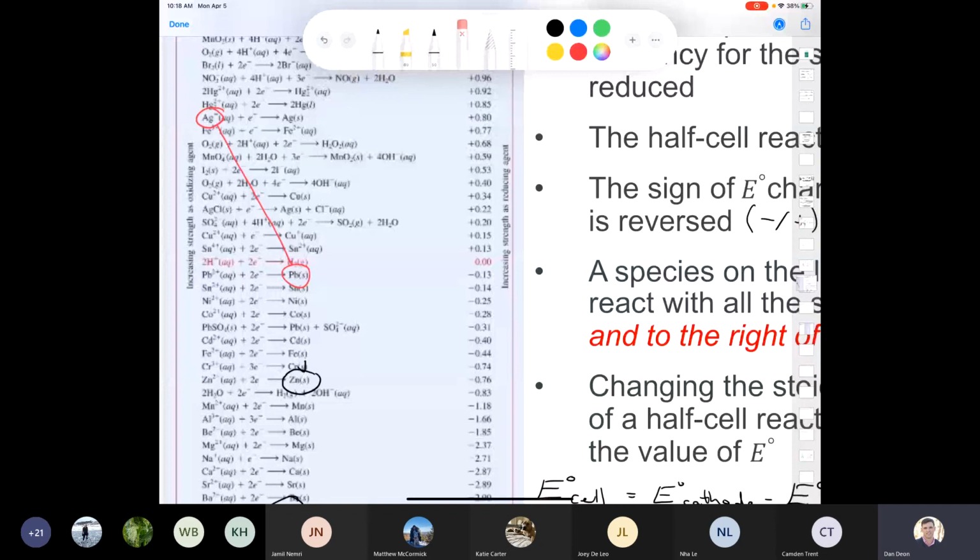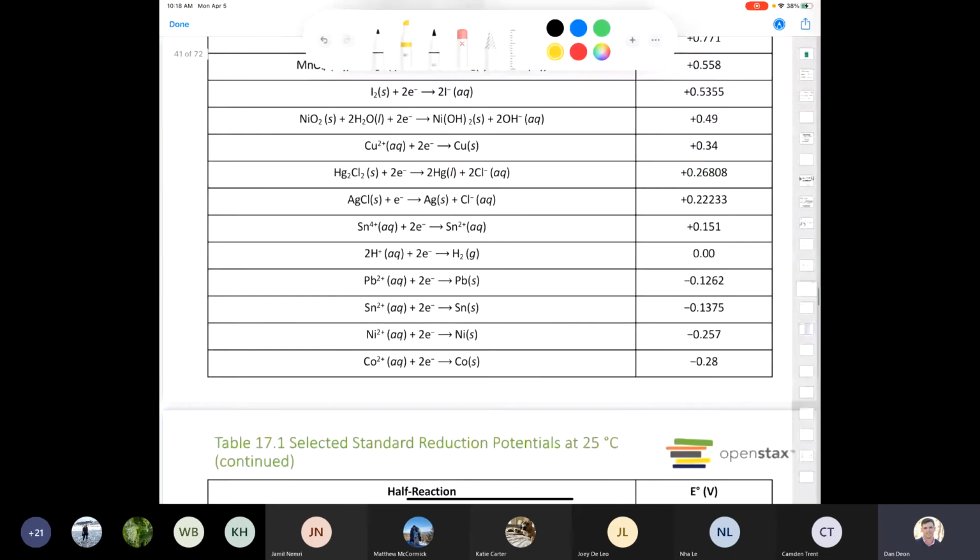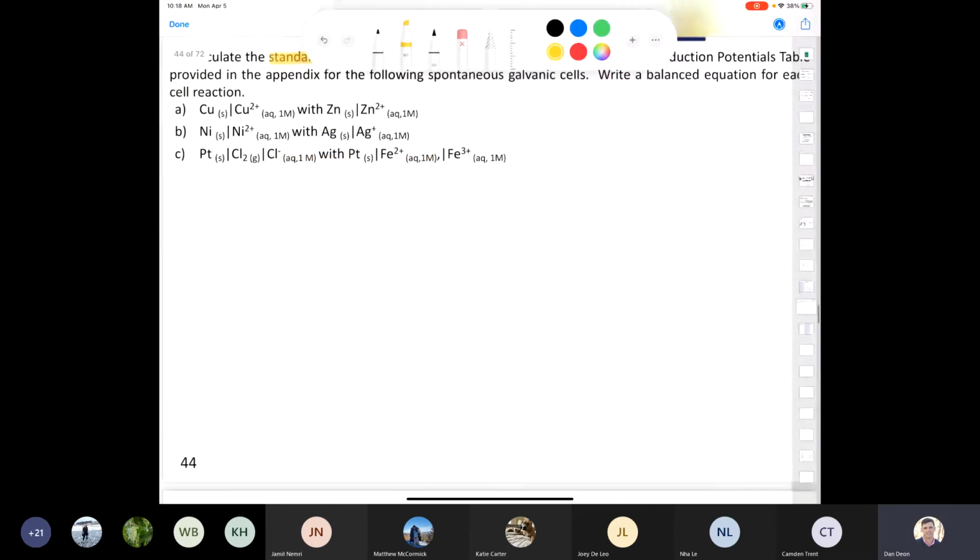Maybe I should delete some of this spinach. Okay, so we've got copper 2 plus, which is here, and we've got zinc, which is right here. And then we have their standard reduction potential. So I'm just going to rewrite that information over here on this slide.